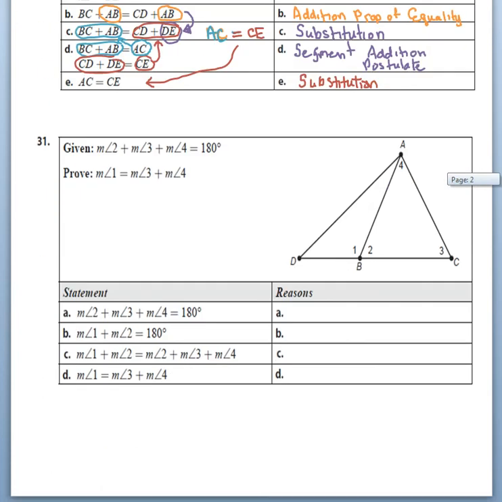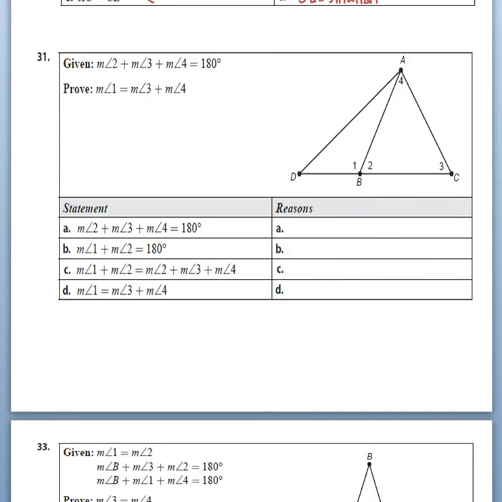Okay, let's try another. All right, problem 31. Similar idea where we have a proof here. First, let's look at our given information. It says that the measure of angle 2 plus the measure of angle 3 plus the measure of angle 4 equals 180 degrees. And we'll find out, if you don't know this already, that's because they're inside of a triangle. So if you look right here, we have a triangle ABC, and the three angles inside of a triangle always add up to 180 degrees.